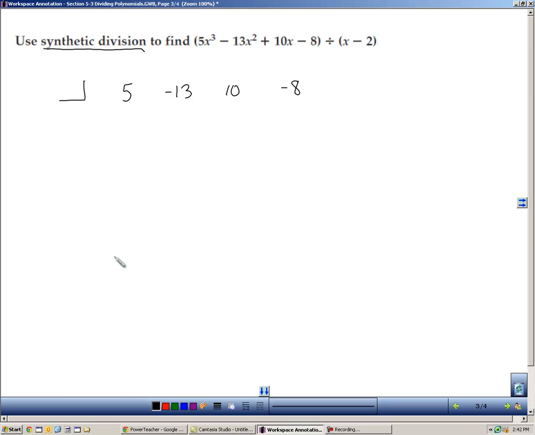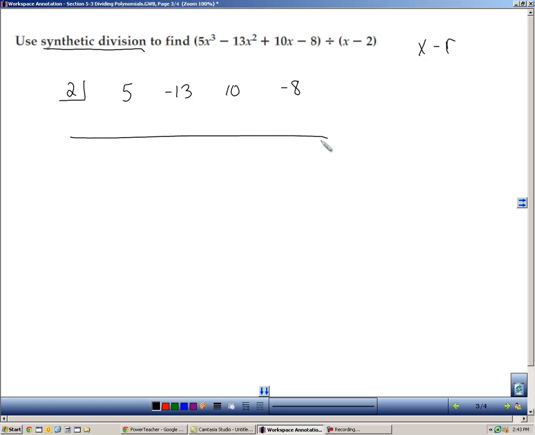Then on the left side here, you make a little box, and you're going to put the constant term of the divisor. Now here's my divisor, and it has to be in the form x minus r. That's the form that the divisor has to be in, and if it's not, we have to write it in that form. So it's always got to be a minus, and then you take whatever's after the minus sign and put it in this little box. So this is how you start synthetic division.